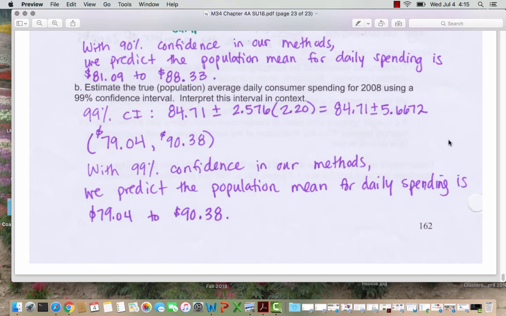So we can say with 99% confidence in our methods, we are predicting the population mean for daily spending is between $79.04 up to $90.38.